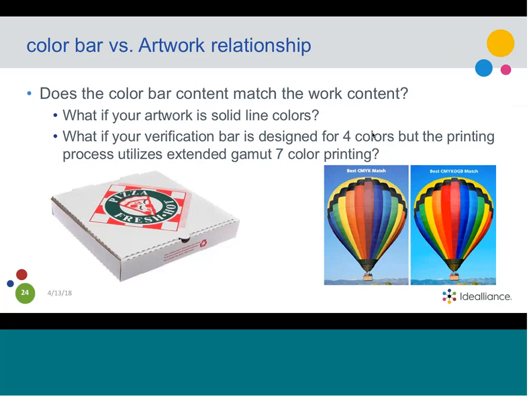Another thing is a lot of our common verification bars, depending on the age of the bar you're using, may be only designed for 4-color process work. Many printers these days are trying to utilize extended gamut using a 7-color printing process. And if you look at the two pictures of the hot air balloons I have here, you see what that balloon would look like on the left just using CMYK process colors. If you extend into CMYK OGB, you can see the balloon looks much nicer and much more vibrant, and it may show that way on the sheet. But to realize that in your data, you're going to have to use a control strip either in your color bar or in a verification bar that matches the work process that you're actually printing the design with.